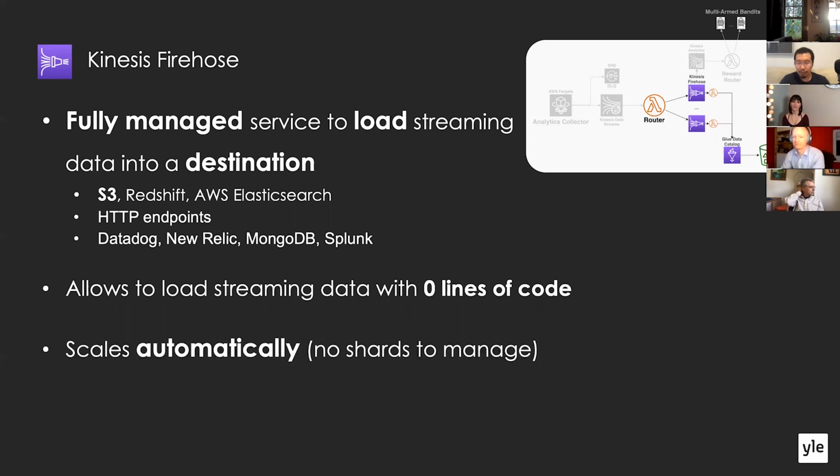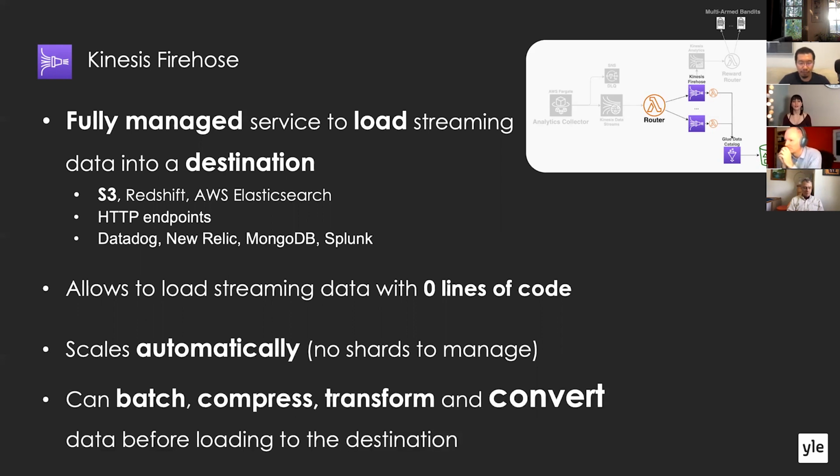Another nice part about Firehose is that it scales automatically. So you don't have shards to take care of and to manage. You just rely on Firehose in that sense. And finally, again without any lines of code, Firehose does things like batching, compression, transformation, and it can also convert data from one format to another before writing it to the destination. In our case, Firehose converts JSON data to the columnar Apache Parquet format and writes the data to a destination, pretty much without us having to write any code. That way, we achieved our first goal of loading the data to the data lake in a columnar format.